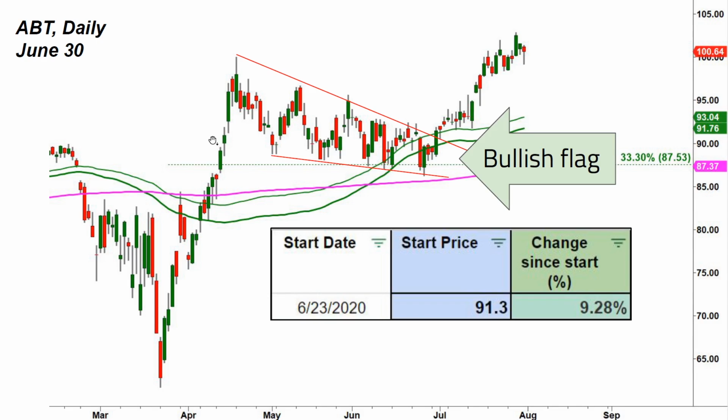This is what happened, and this is a typical resolution of a coiling setup. Very strong resolution, very strong breakout of the bullish flag. It delivered 9.3% since June 23.